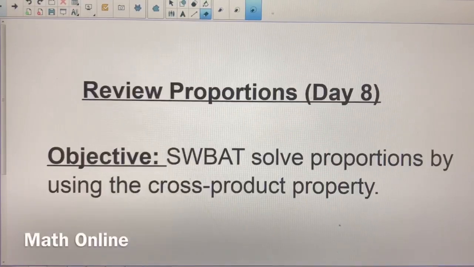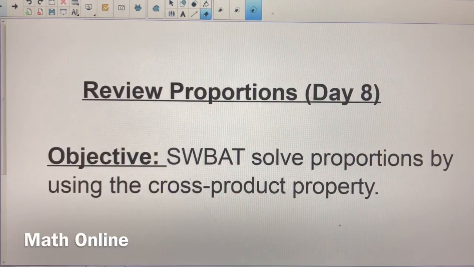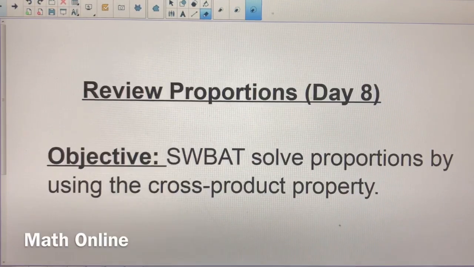I am Mr. Solis, and on today's video, we will review proportions. Are you all ready for this? Let's do this. All right, so today we're reviewing proportions. Today you will be able to solve proportions by using the cross product property. All we need is one property in order to solve proportions. That's the goal of today. So let's get to the next slide.